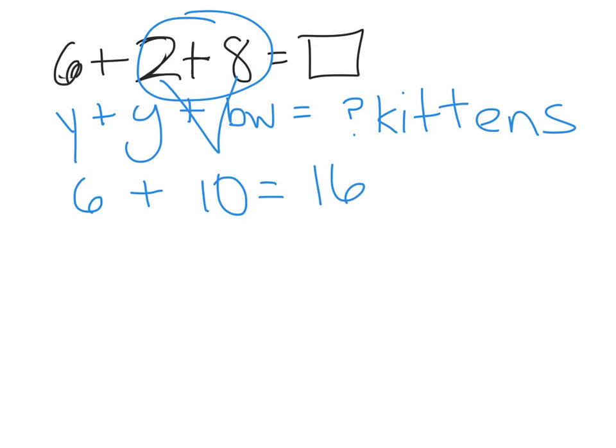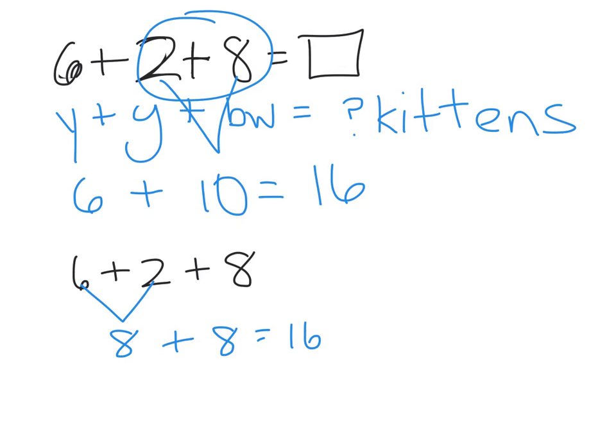There's a couple other ways you can do this. You can move your numbers around and do 6 plus 2 first. If I combine 6 plus 2, I'm going to have a doubles equation. 6 plus 2 is 8, and if I know my doubles, I can say 8 plus 8 is 16. So that's another way that I can combine my numbers together.